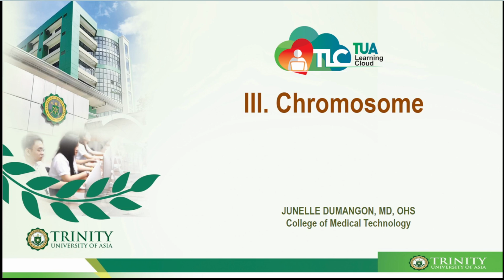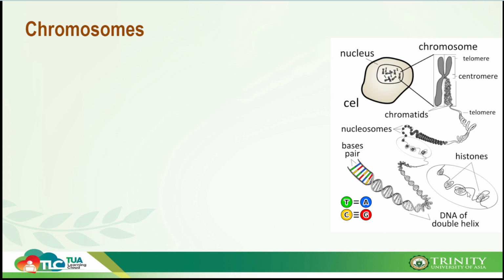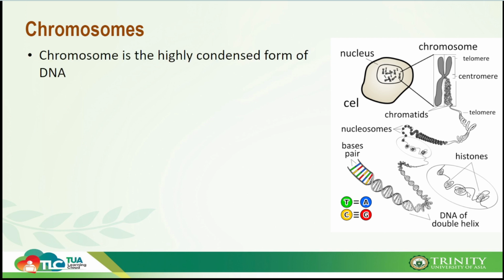Now for the second part of our discussion, let's talk about chromosomal anatomy. So chromosomes, as discussed, are highly condensed forms of DNA. So ang chromosome gawa siya sa DNA, only it is arranged differently. Because as mentioned, diba, remember your DNA is a very, very long strand. And if it will not be arranged properly, it will not fit inside the nucleus.